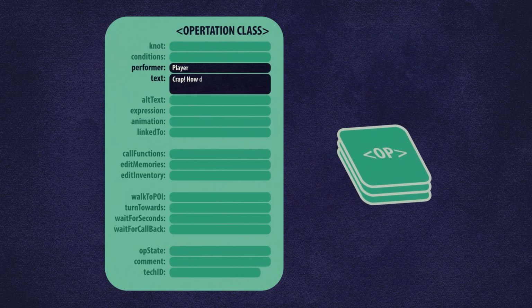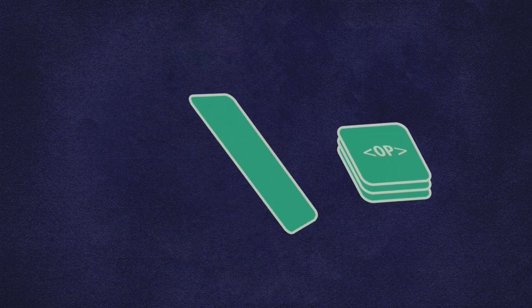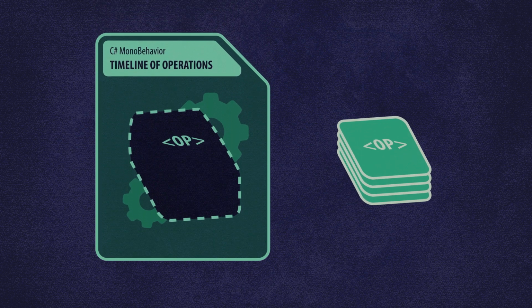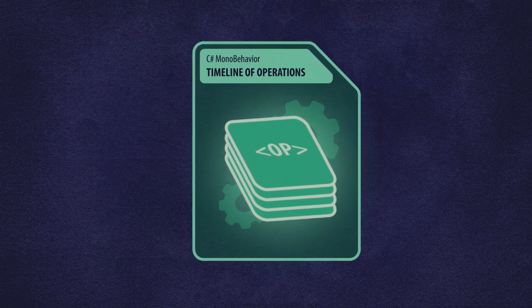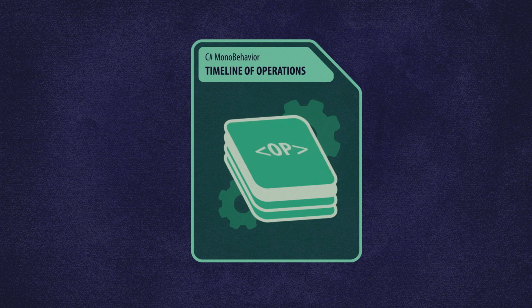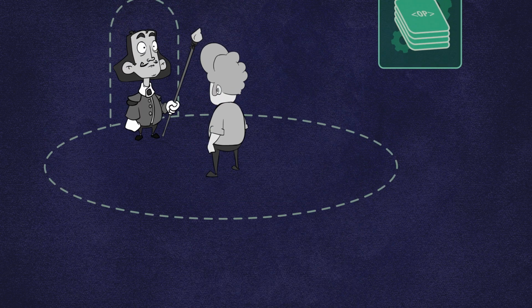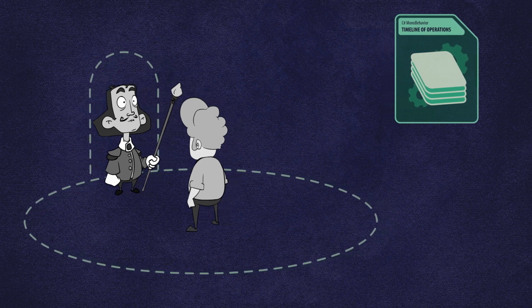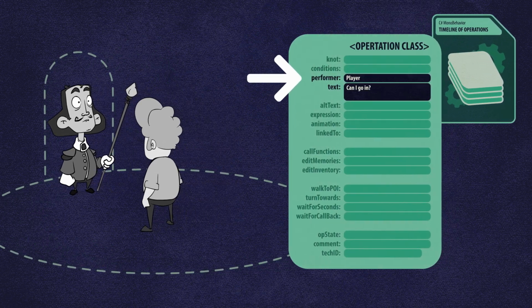So let's stick to this visual comparison for this video. I then have a script called Timeline of Operations that is responsible for going through this stack of cards, one instance at a time, and executing whatever is written down on the card. For example, the script looks at the first instance and it looks like this. The performer is player and the line of dialogue is "Can I go in?"